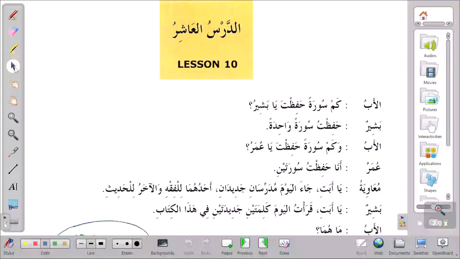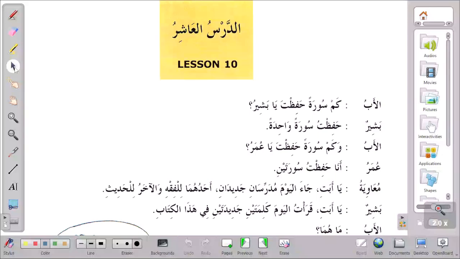So for example, I have kalamun. If I want to say 2 pens, that will be kalamani, right? So we look at that, but in this particular lesson, we are going to be focusing on the i'rab of the musanna. Okay, so at the beginning here, as you can see, we have a dialogue between al-ab and then Bashirun, and then Umar also.